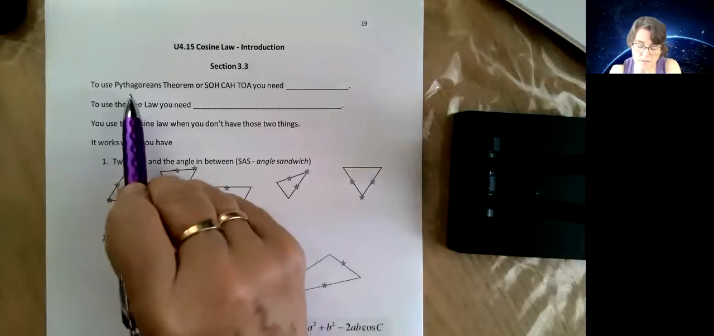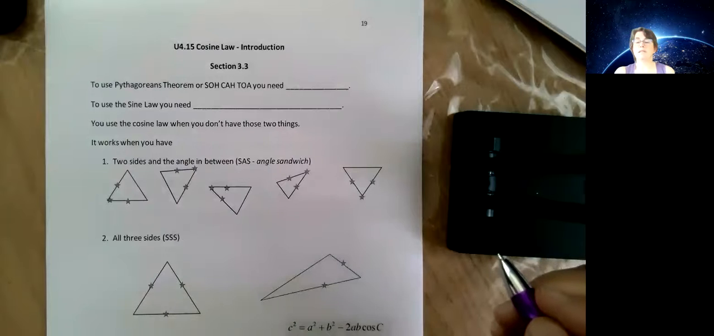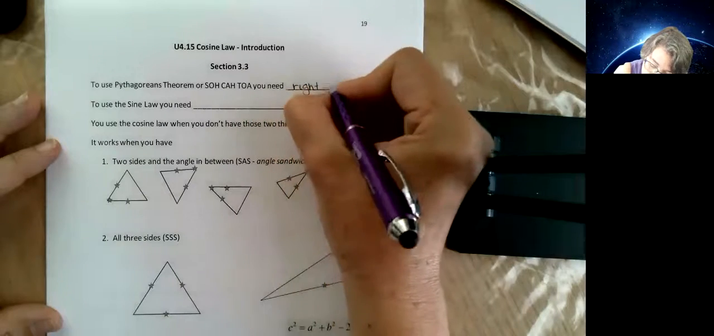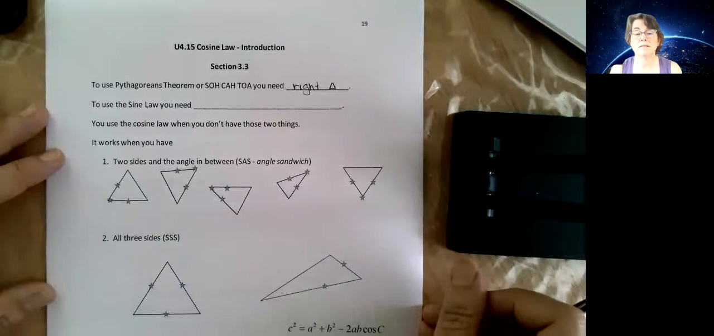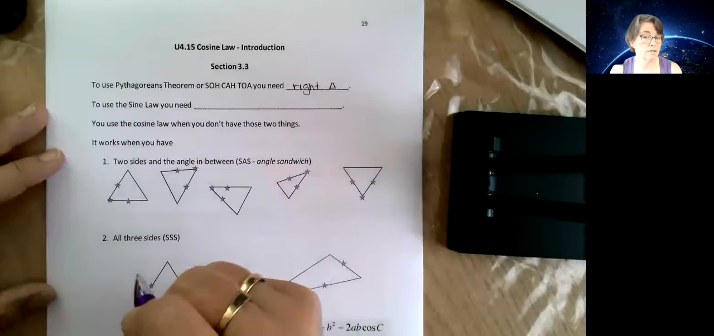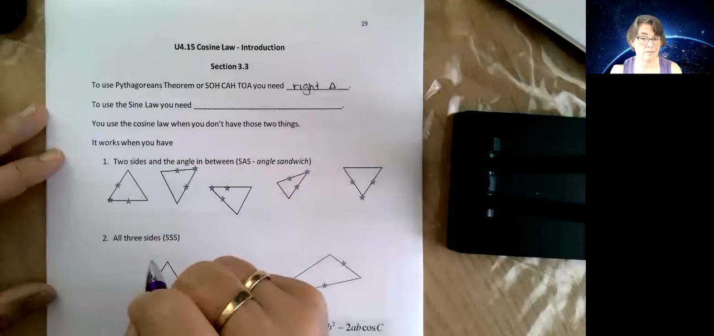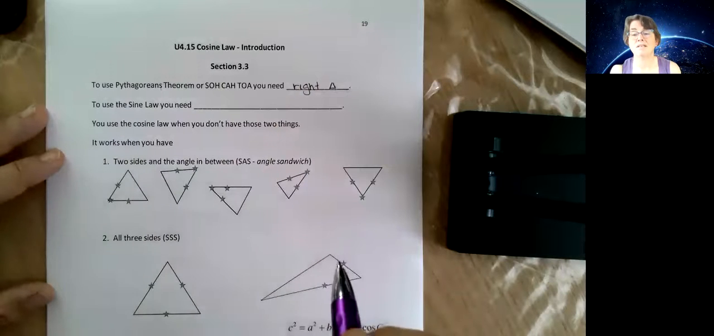All right, so to use Pythagorean's theorem or SOHCAHTOA, better known as the primary trig functions, what do you need? Yes, you need a right triangle. You could even say hypotenuse, and I would have said sure. But basically, if it's not 90 degrees, you don't get to use this, you don't get to use that, and you certainly don't get to use the word hypotenuse. That is one mistake students often make. Hypotenuse isn't the longest side. Hypotenuse only works when you have a 90-degree triangle.